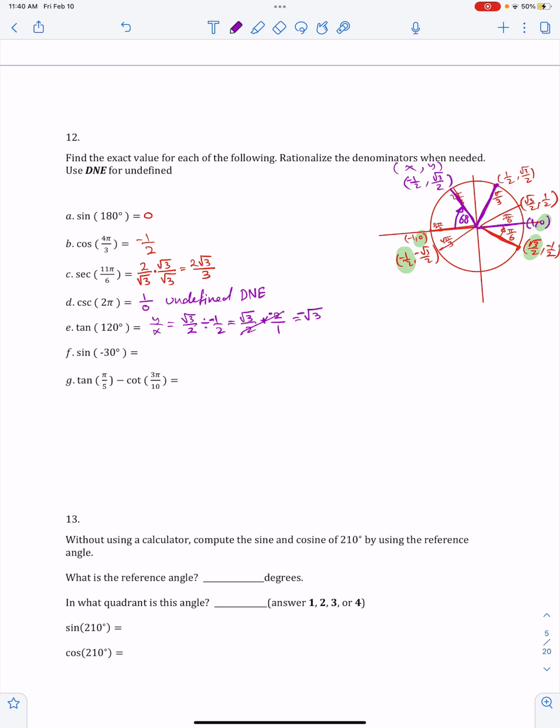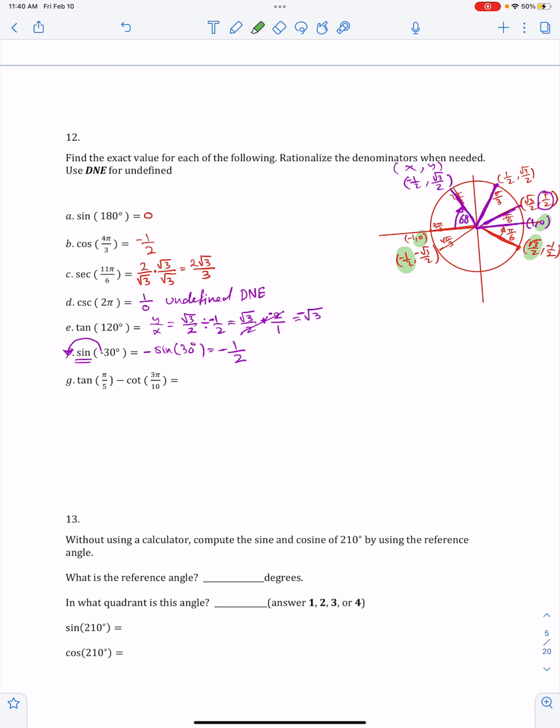Sine negative 30, we learned that sine is odd, so the negative comes out, so this is equivalent to negative sine 30 degrees, which is equal to negative, and 30 degrees is right here, sine 30 degrees is 1/2, which means it's negative 1/2. Tangent pi over 5 minus cotangent 3 pi over 10.